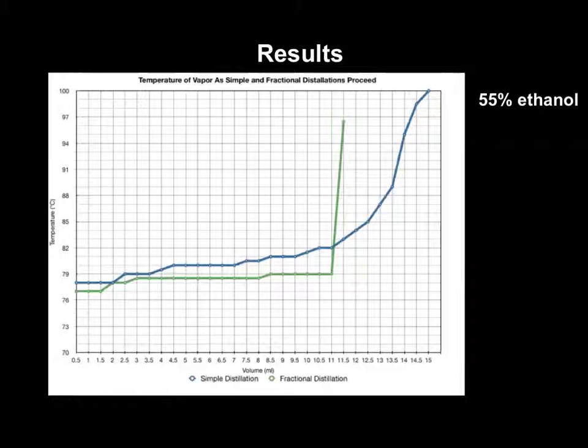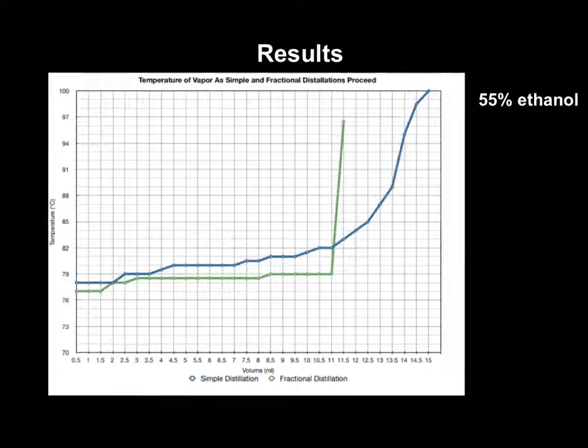We're able to do that because at a certain point we are able to tell from the graph that we are no longer distilling ethanol. We begin distilling water. For both graphs, we see that ethanol is vaporizing at around its boiling point, which is 78. However, at a certain point, the graph increases. This increases because ethanol is no longer present, and we are distilling water.